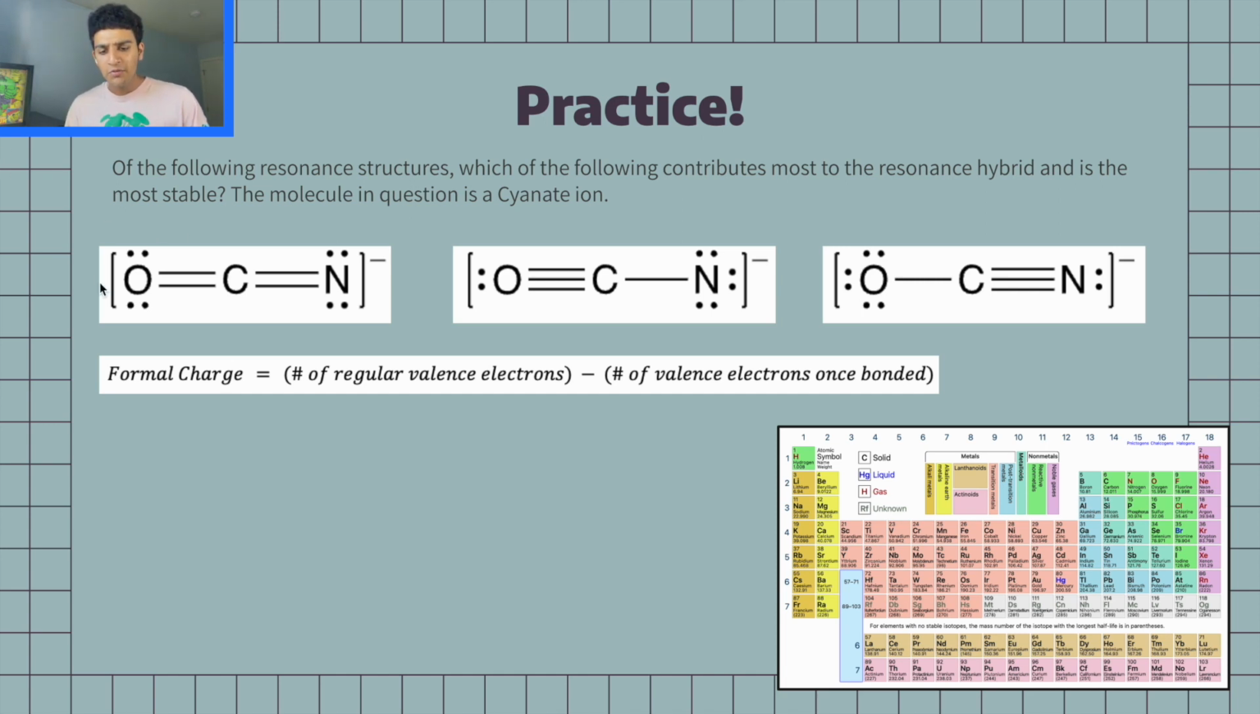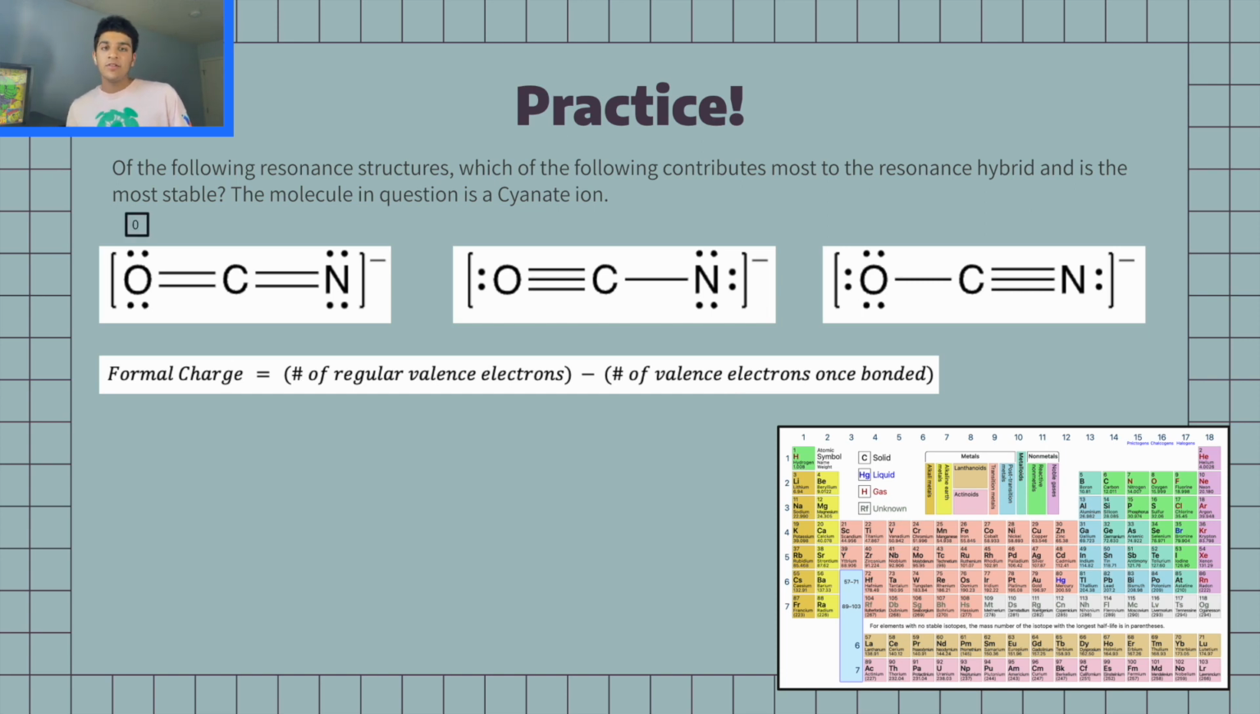In this first molecule here, oxygen, we know oxygen regularly has 6 valence electrons. And once bonded, it has 1, 2, 3, 4, 5, 6. It also has 6. So 6 over here minus 6 over here, that's 0. So in the first molecule, the oxygen has a formal charge of 0.